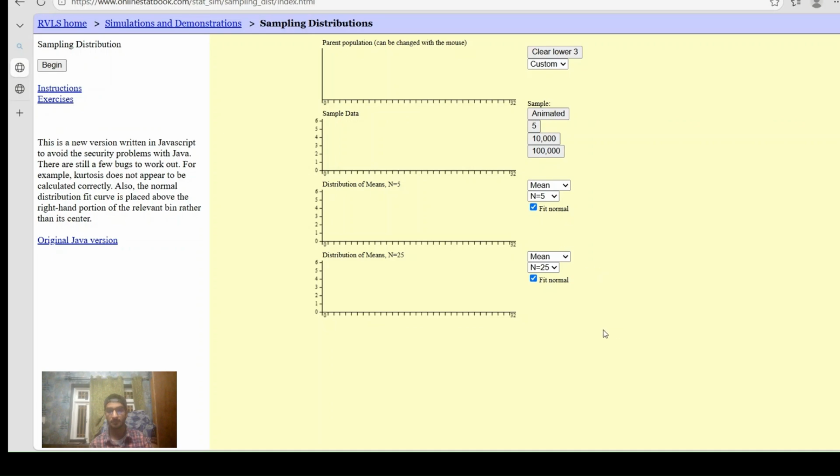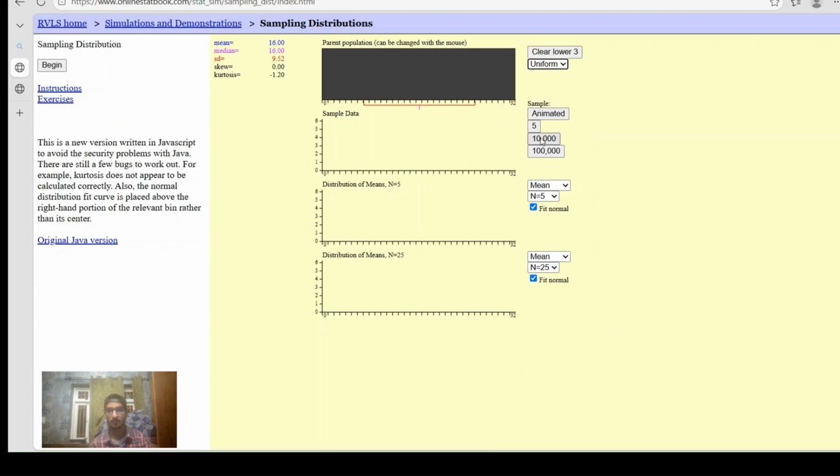Welcome to this demonstration of the central limit theorem. We're going to explore how sampling distributions work. First, we'll start by setting our parent population to a uniform distribution. Notice how the data is spread evenly out in a flat block across the top graph.